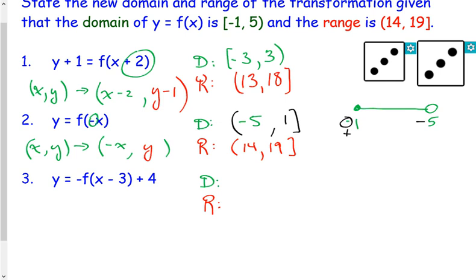Number 3. Let's start with the mapping. Who could tell me what the mapping would look like for number 3? Probleen. Like that?